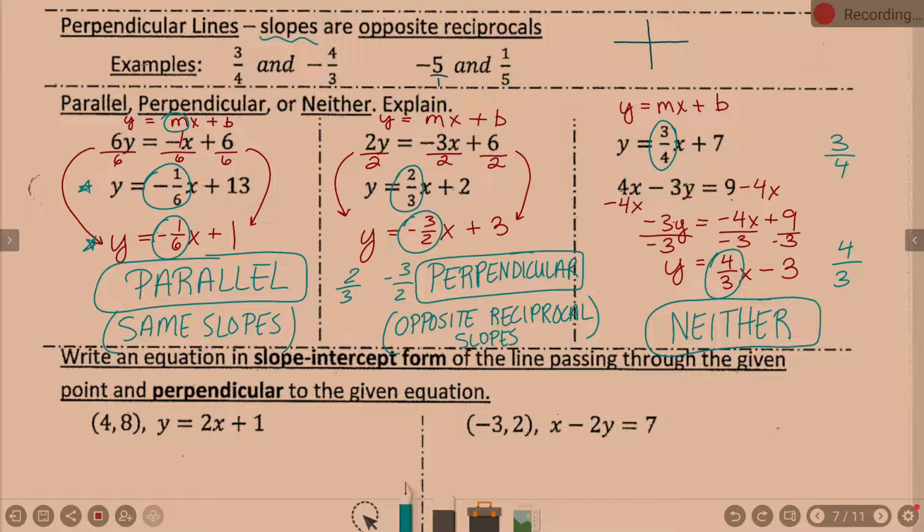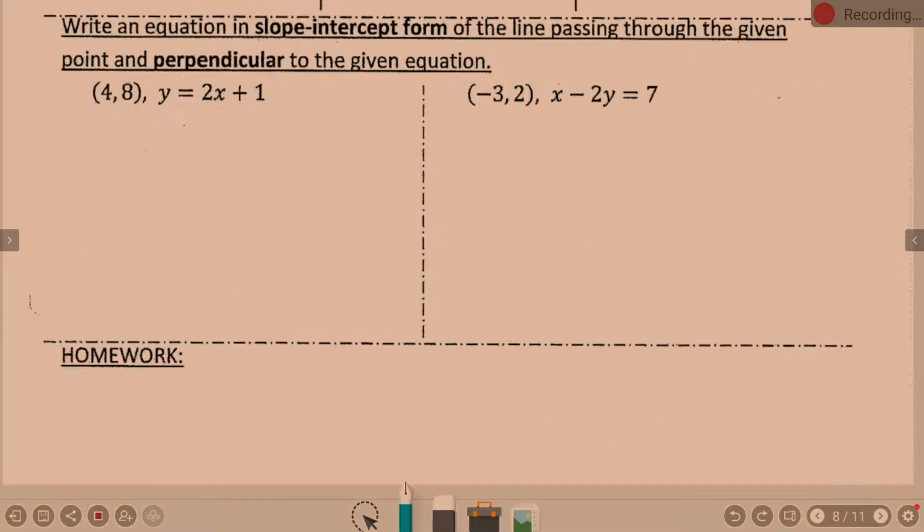Okay. One last topic. And this topic goes along with the top of the page. Up top, we had to write an equation, slope-intercept form of the line passing through the given point and parallel to the given equation. This time we're going for perpendicular. So we're going to do the same thing we did up on the first two, except we just have to use a perpendicular slope.